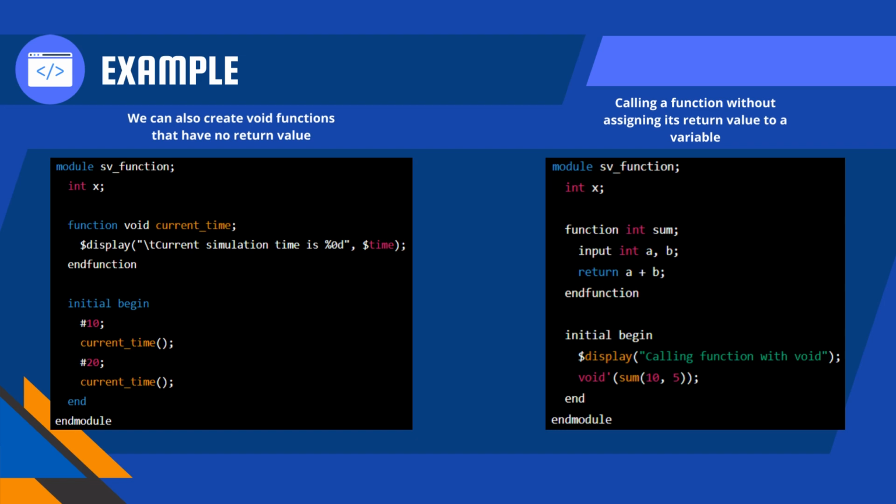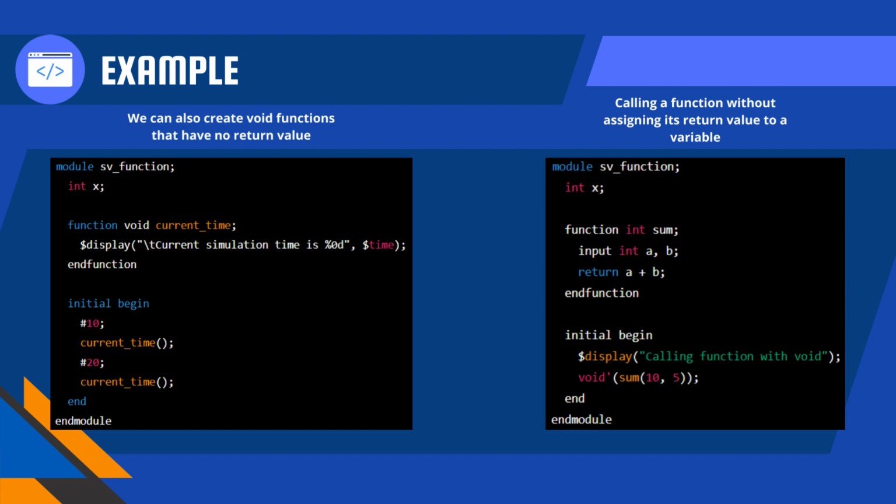Finally, it's important to note that function return values must be assigned to a variable or used in an expression. Calling a function without assigning its return value to a variable can result in a warning message, but we can use SystemVerilog's void data type to discard a function's return value without any warning message, like this.